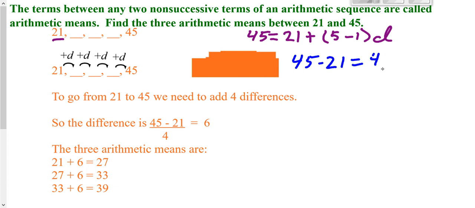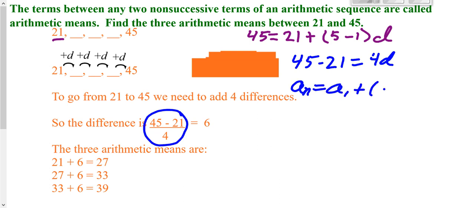I get 4 times D, and then all you'd have to do is divide by 4. By the way, you'll notice that that's the same as this. So you could use your A sub n is equal to A sub 1 plus n minus 1 times D formula if you wanted to. Or you could do it more intuitively like we did initially. It does not make a difference.